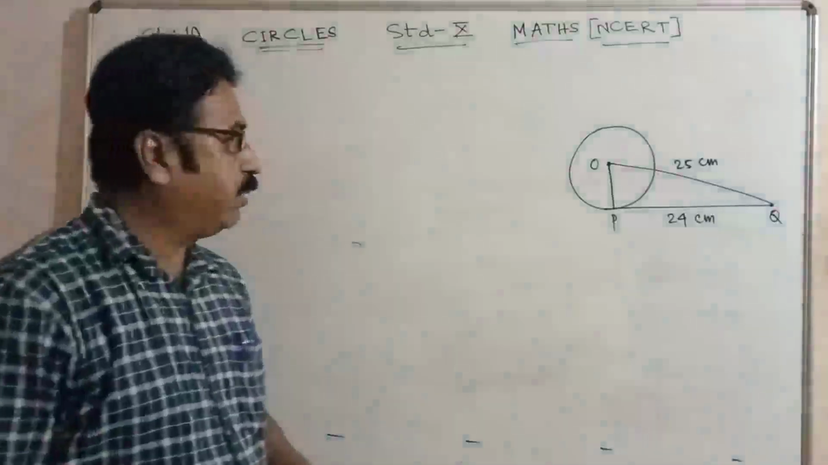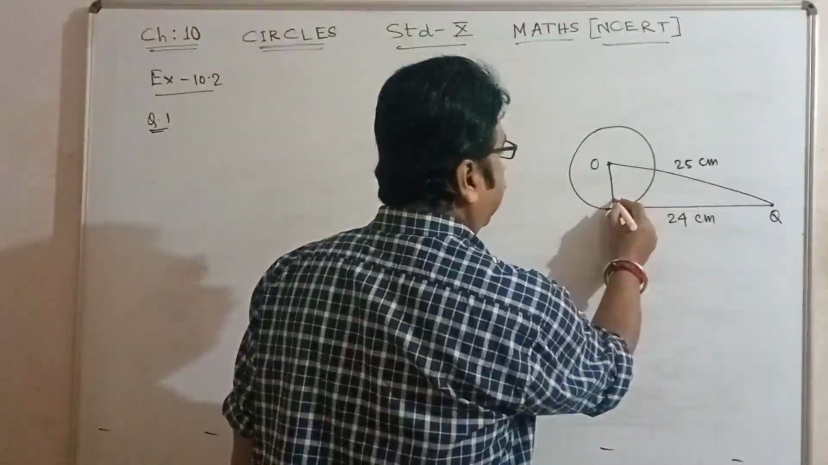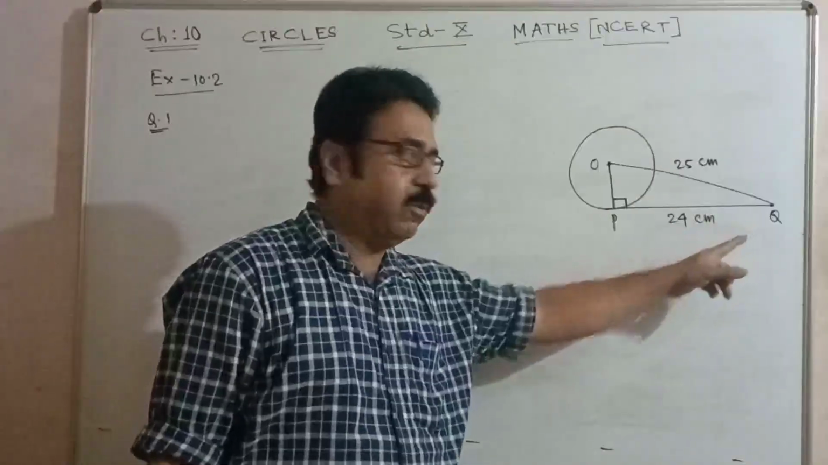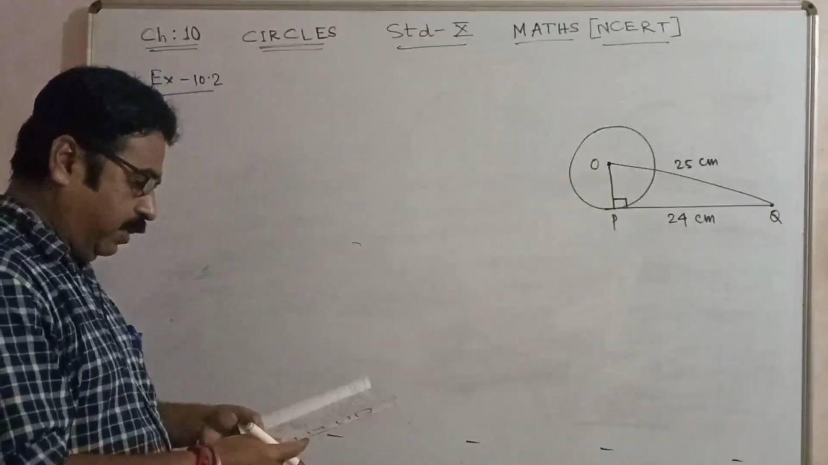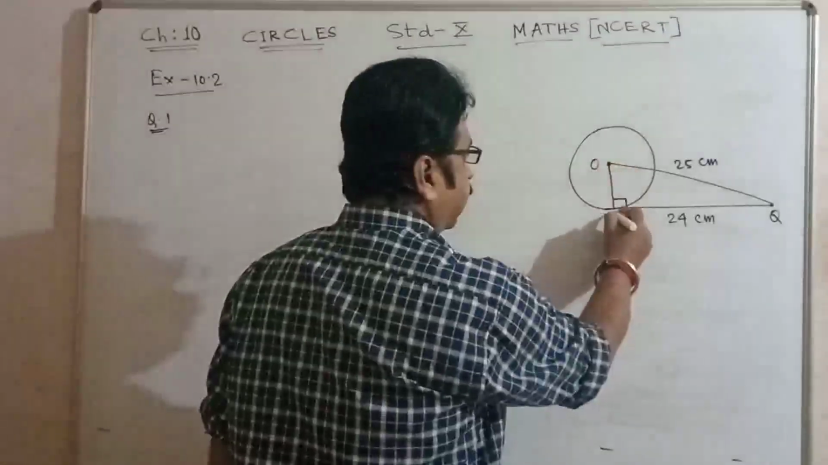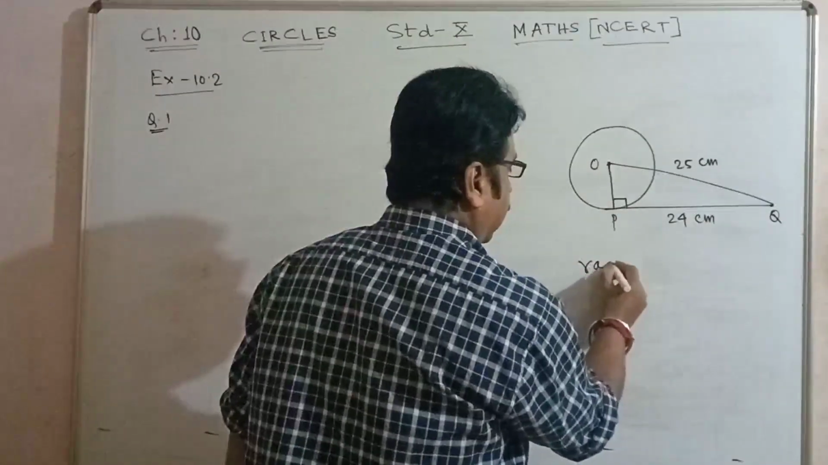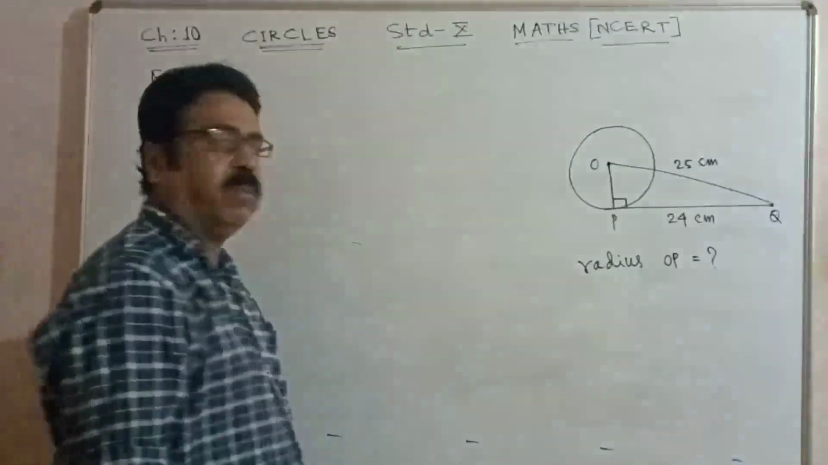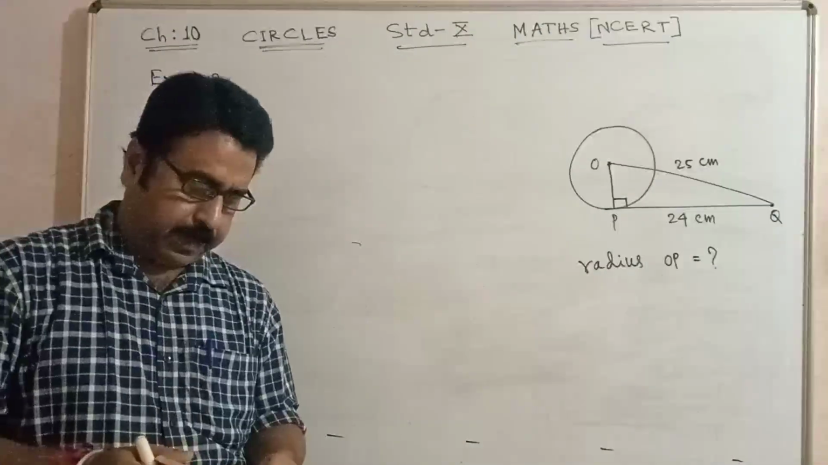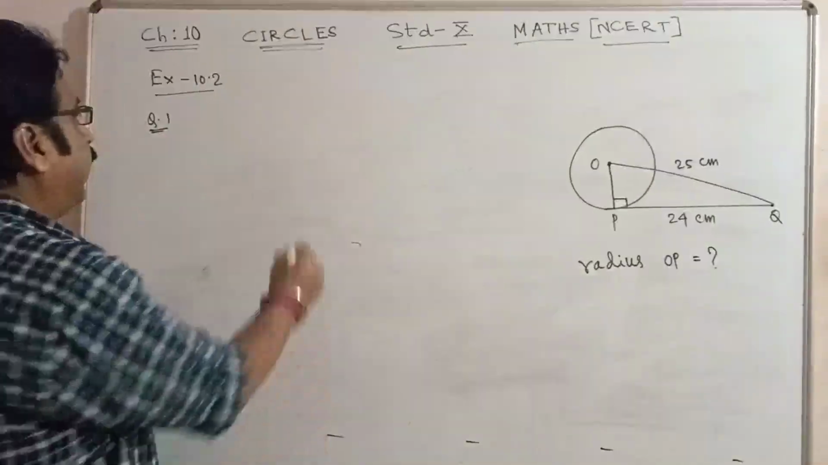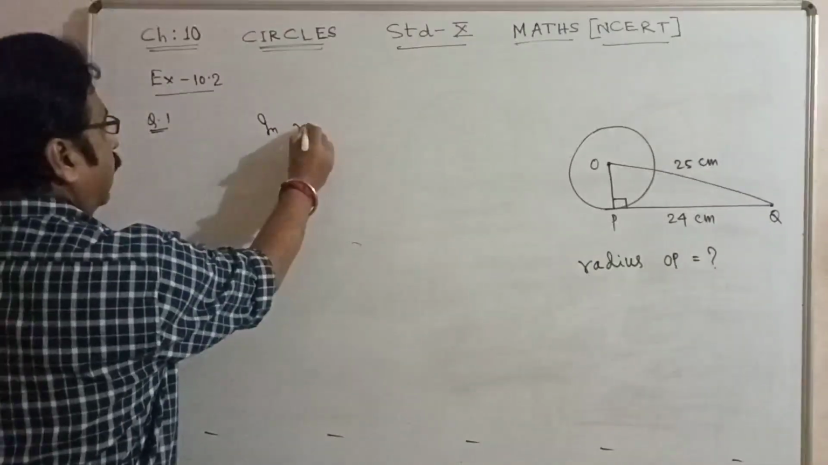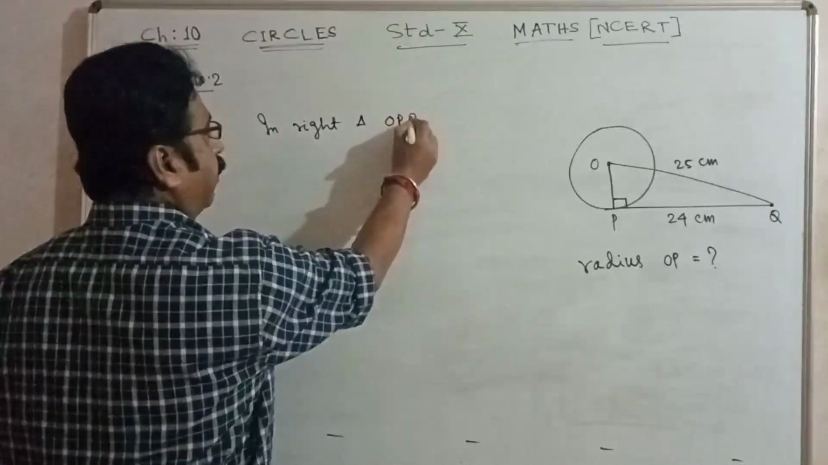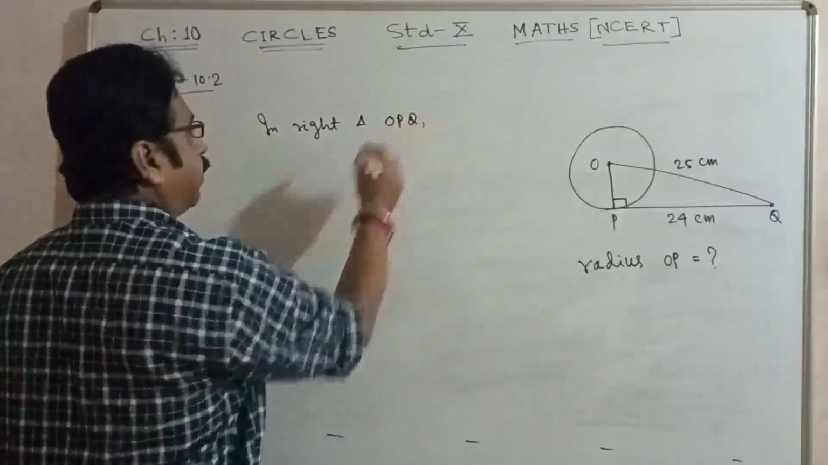According to theorem 10.1, this will be 90 degrees, which means triangle OPQ will be a right triangle. We have to find the radius of this circle. That means radius OP is how much, that you have to find. In right triangle OPQ, we can use the Pythagoras theorem.